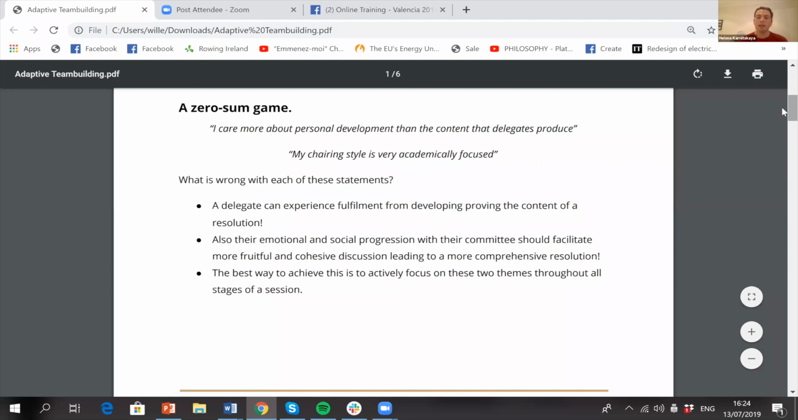So I feel that with those two statements, it's a bad way of looking at it, because I feel like personal development and the kind of content that a committee produces are incredibly intertwined. And I think as a chair, your aim should try and recognize that and try and focus on those two things at all times. And I think that's the best thing you can do for your committee.